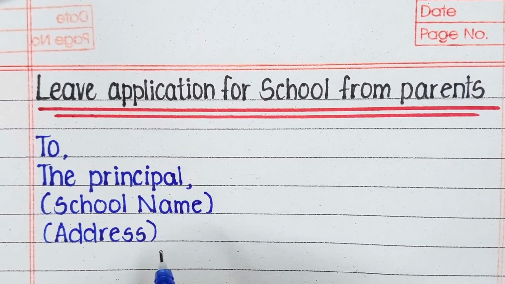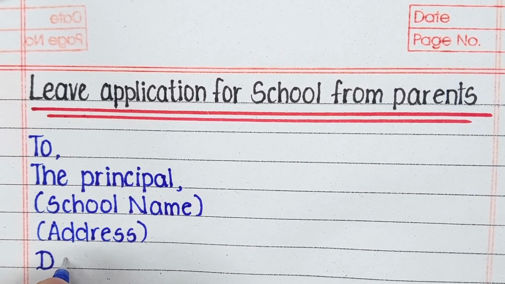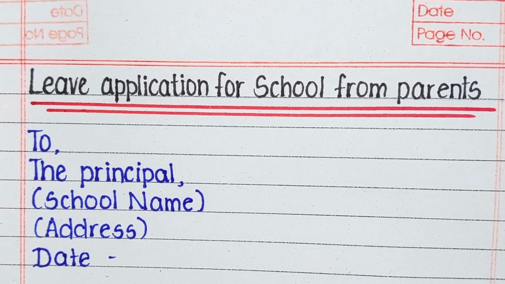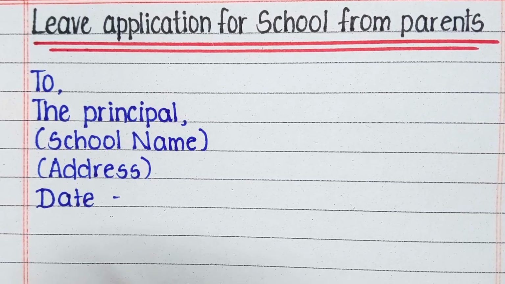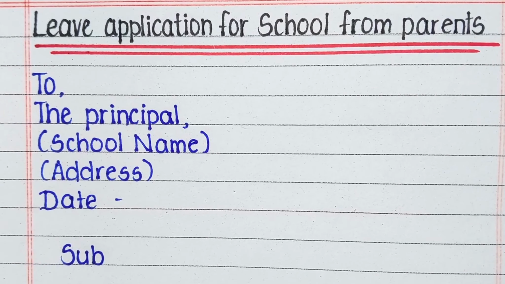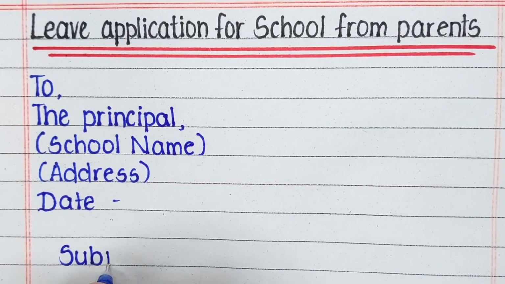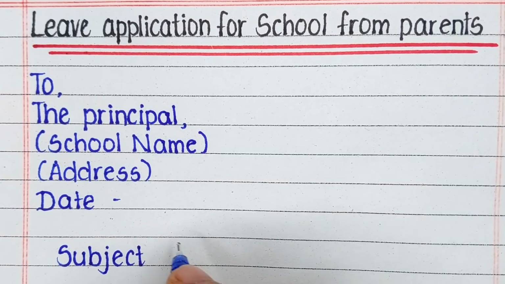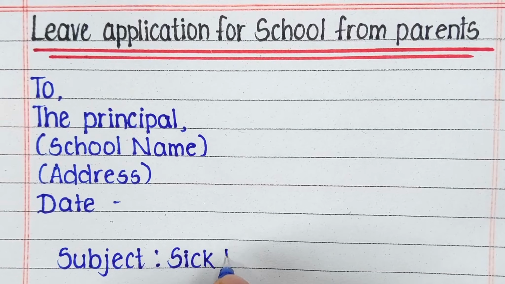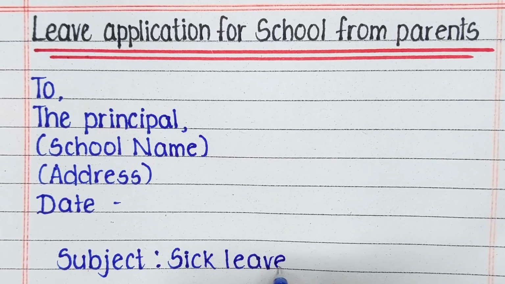To, The Principal. Next, you have to write the name of your school and then the address of your school. In the next line, towards the left hand side corner, you have to mention the date on which you are submitting the application in the format date, month and year.